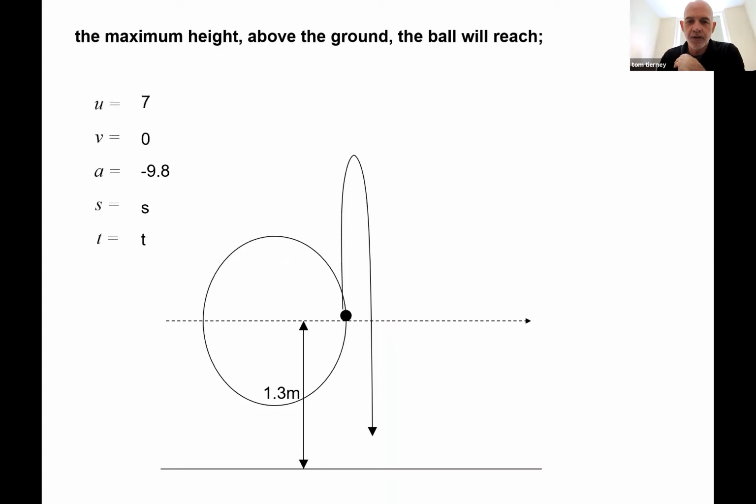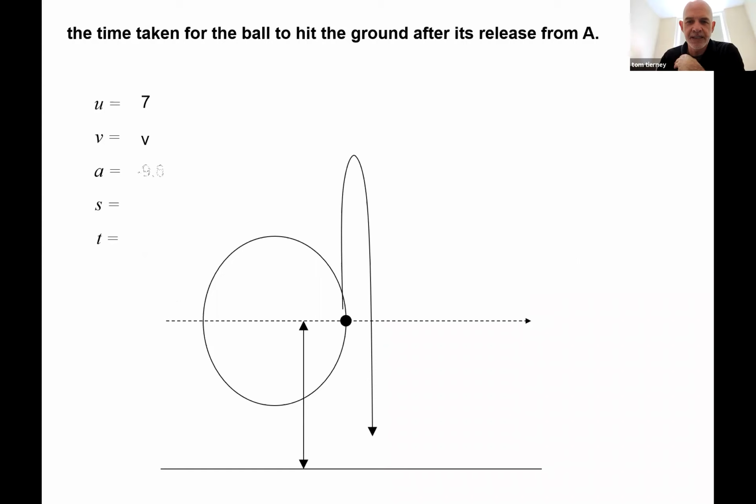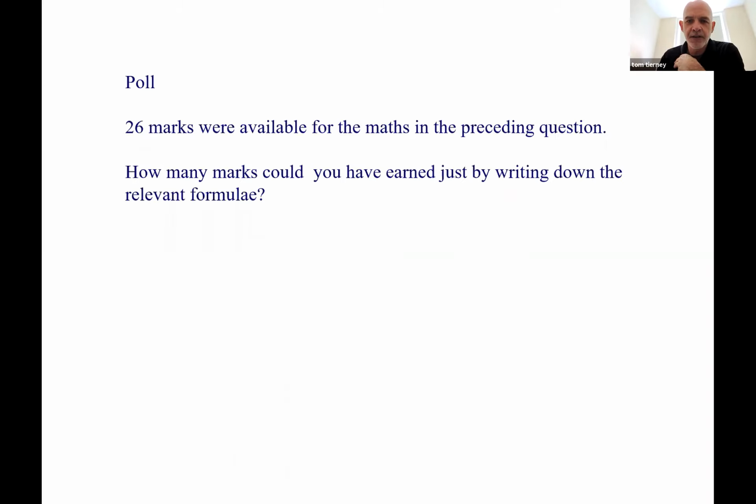So from all of those different sections, there was 26 marks, I think. How many do you think you could have got? Yeah, 26 marks were available for that question. How many could you have got by just writing down formulae?